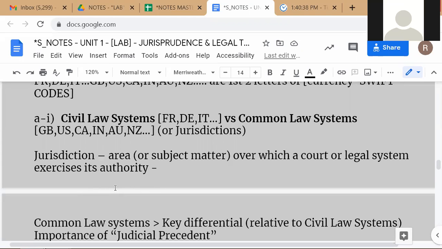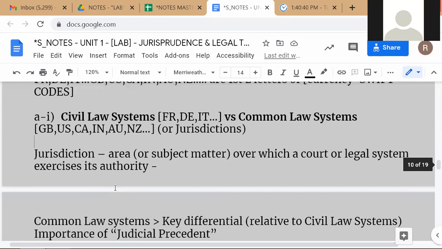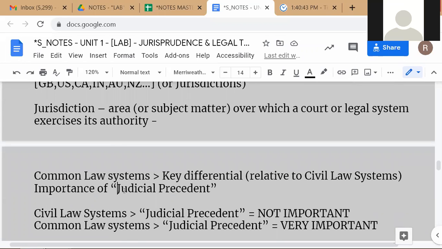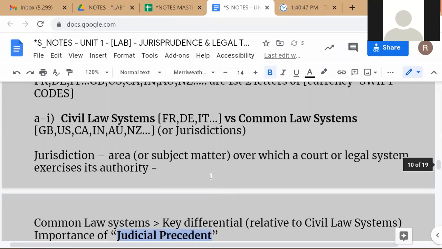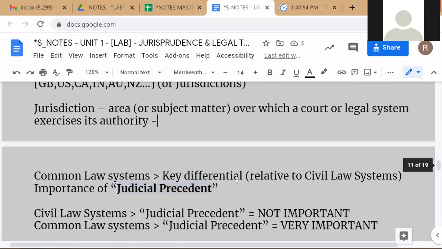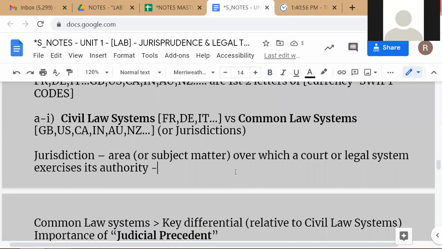So essentially, the main difference between the two is the relative importance of judicial precedent. In the common law systems, this has tremendous importance. In the civil law systems, the importance of judicial precedent is not so much. So mainly they rely on what is called the codified law.